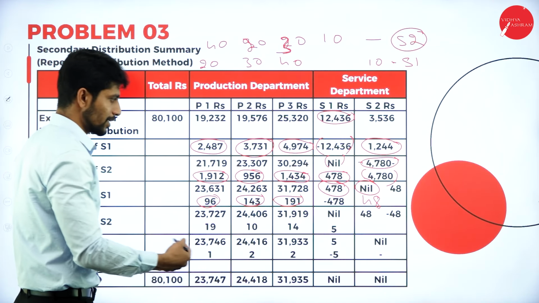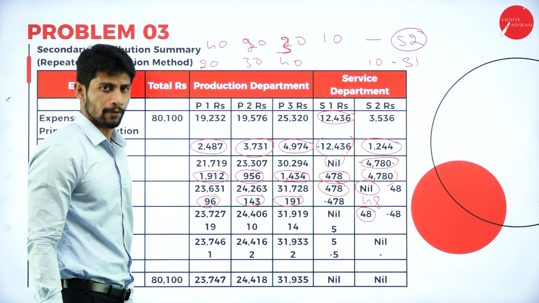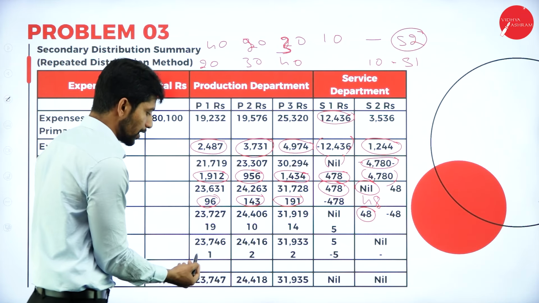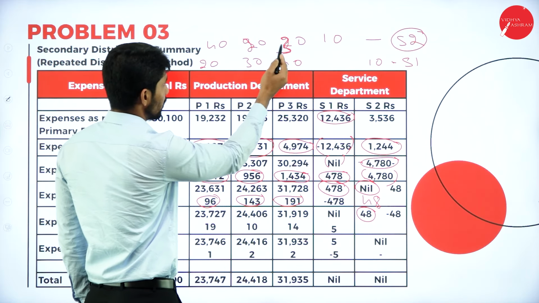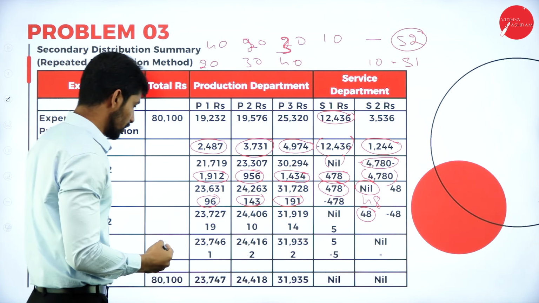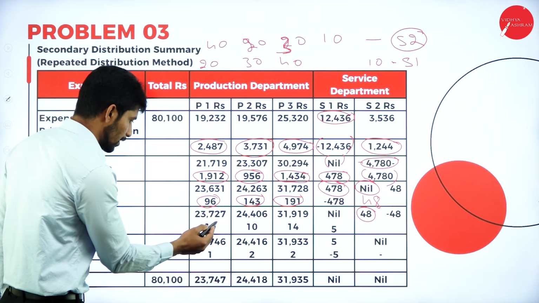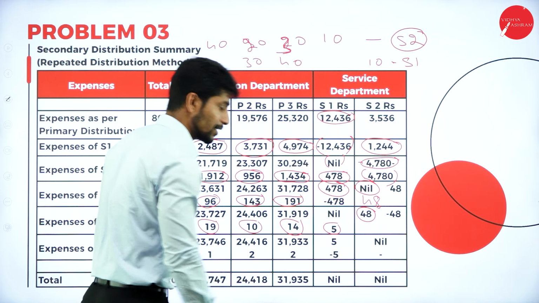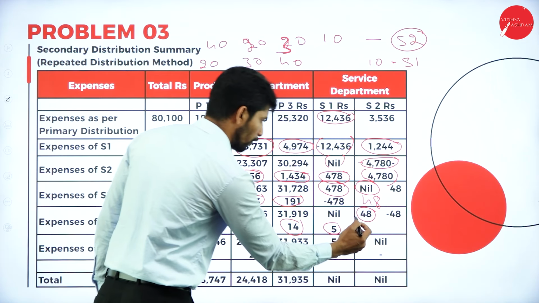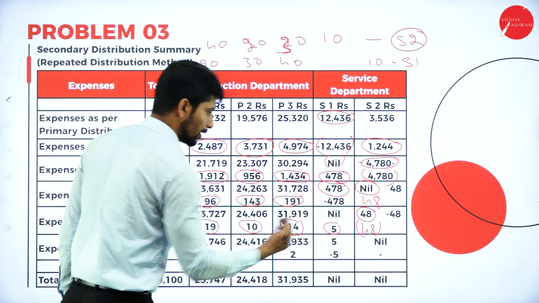Likewise, next, in S2 you have 48 rupees, right? So distribute that 48 among other departments. What is the ratio? 40, 20, 30, 10. If you distribute 48 rupees accordingly, you will get 19, 10, 14, 5. Here it is minus because you are distributing this 48 rupees. So you will get nil here.